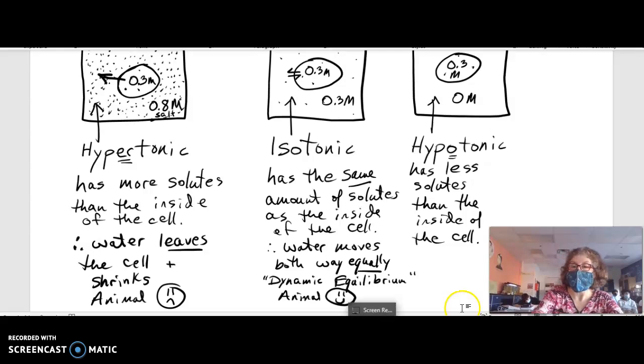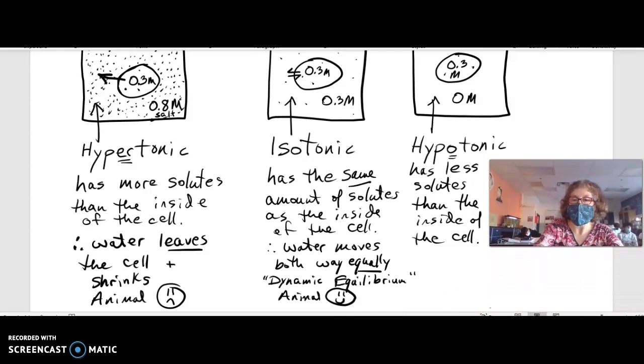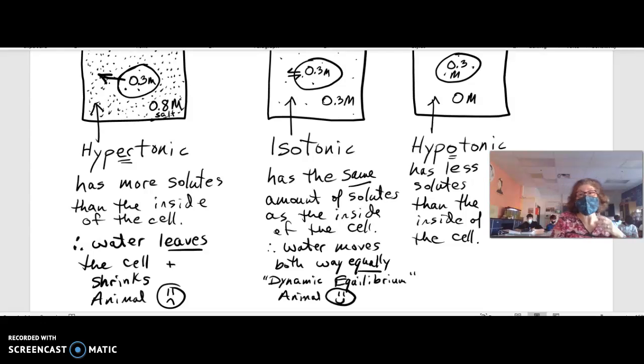Okay. Move my camera up a little bit. There we go. Okay. What about the last one? Which way will the water move here? Yeah, the only one left is for the water to move in, right? To try to dilute the particles inside. But if it's a pure thing of water, what's probably going to happen to this cell? Yes, now you've got a cell that's really, especially an animal cell, will be at risk for bursting.